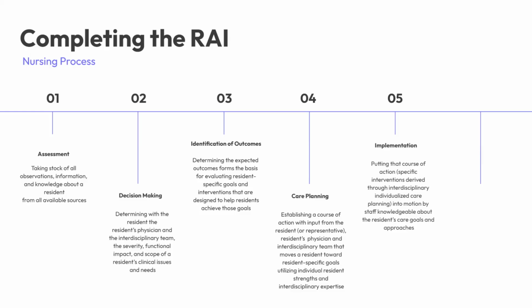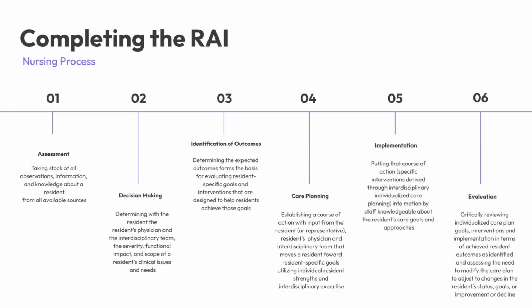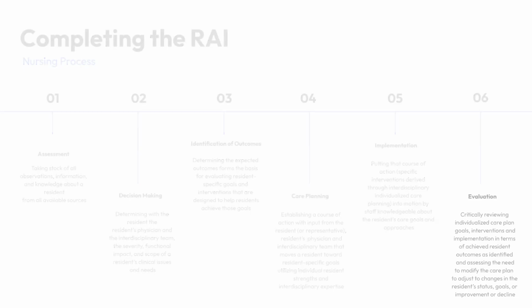Implementation, putting that course of action or specific interventions derived through interdisciplinary individualized care planning into motion by staff knowledgeable about the resident's care goals and approaches. Carrying out the how and when of resident care. Evaluation, critically reviewing individualized care plan goals, interventions, and implementation in terms of achieved resident outcomes as identified, and assessing the need to modify the care plan to adjust to changes in the resident's status, goals, or improvement or decline.